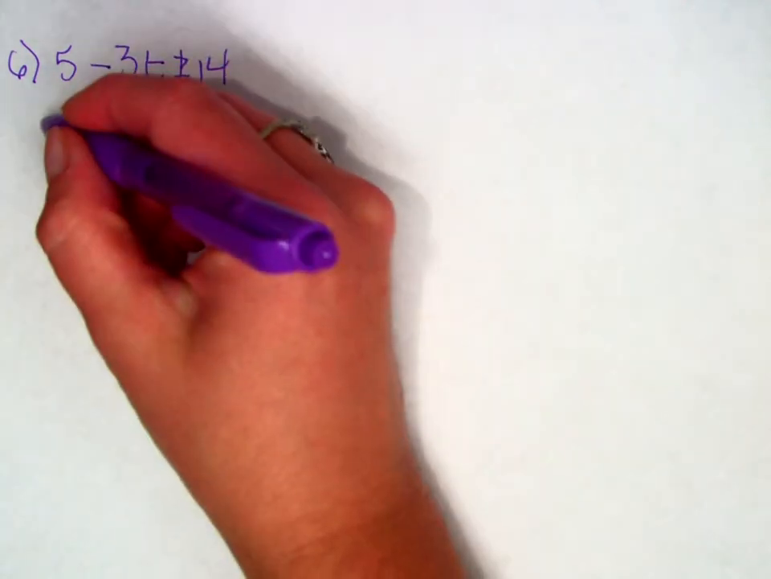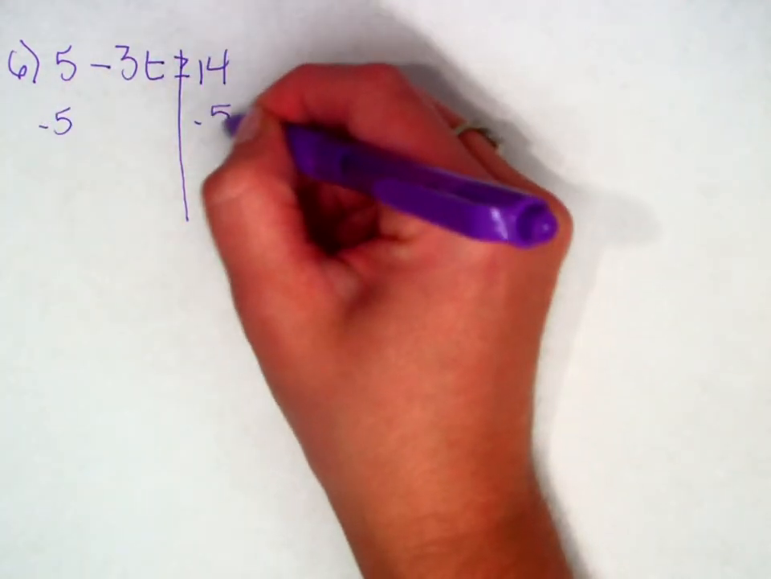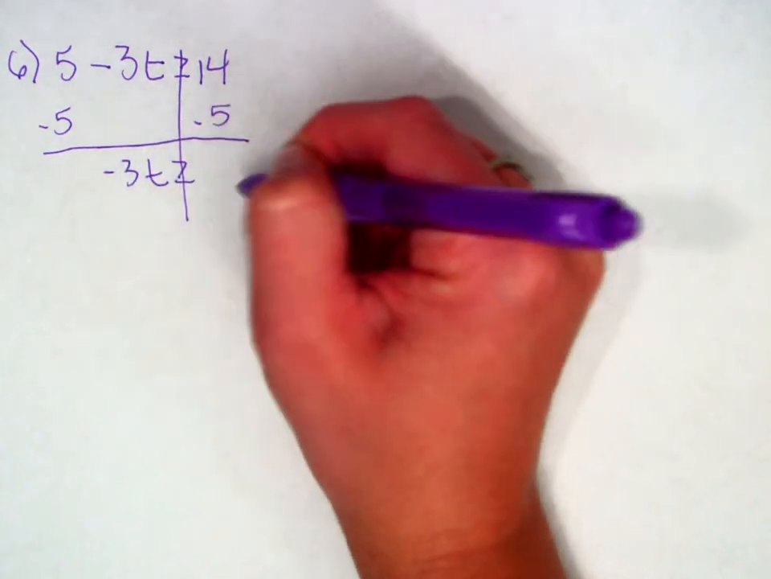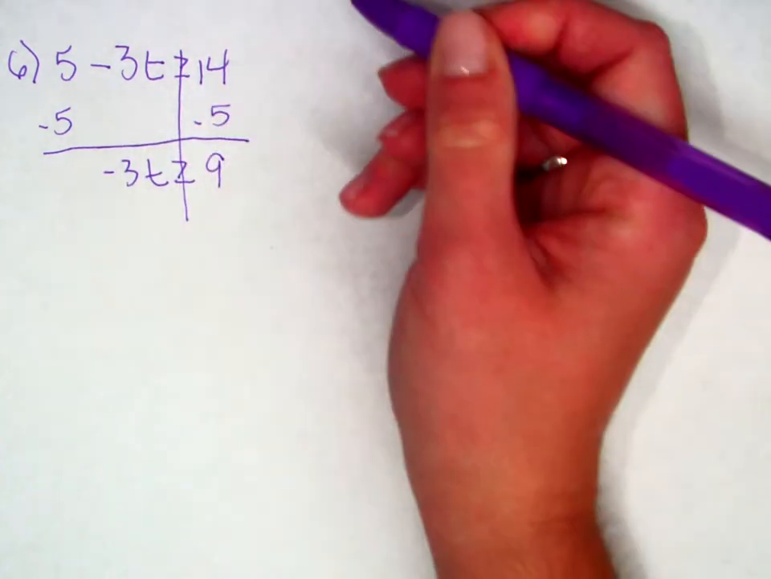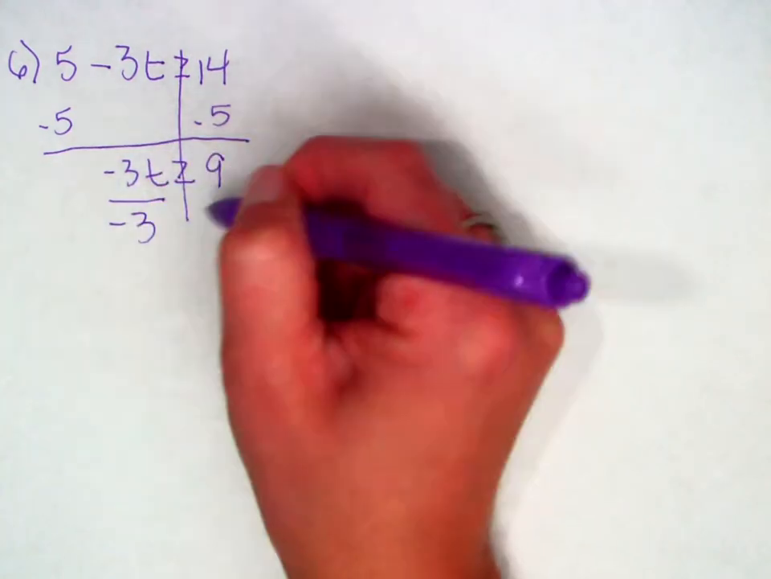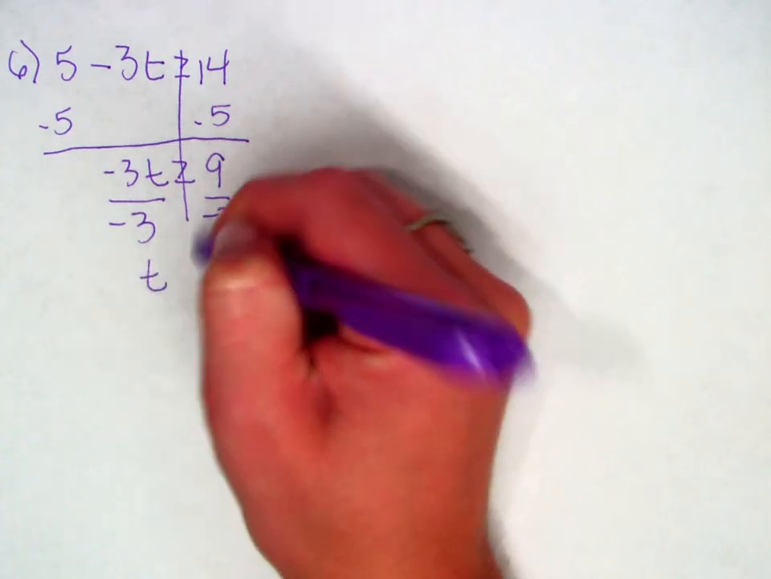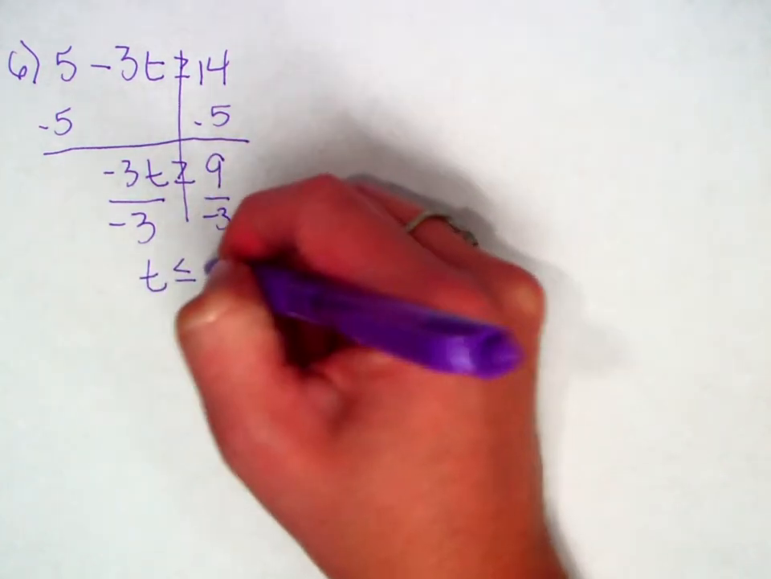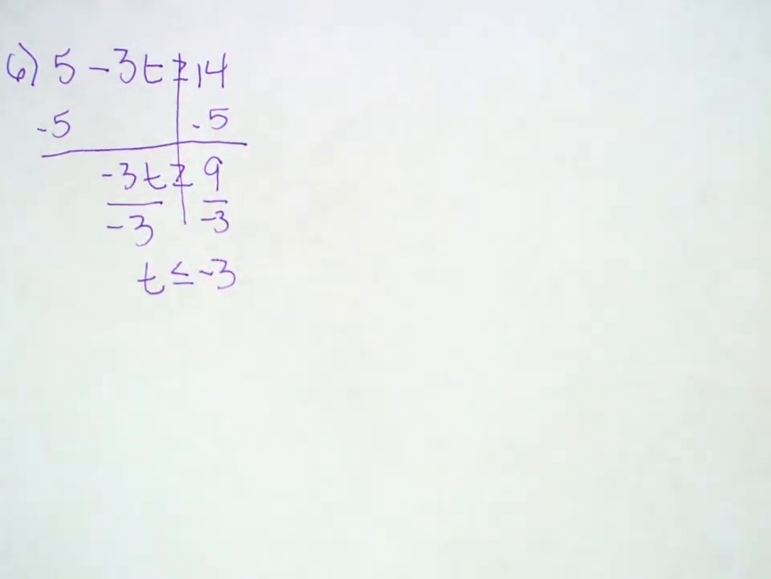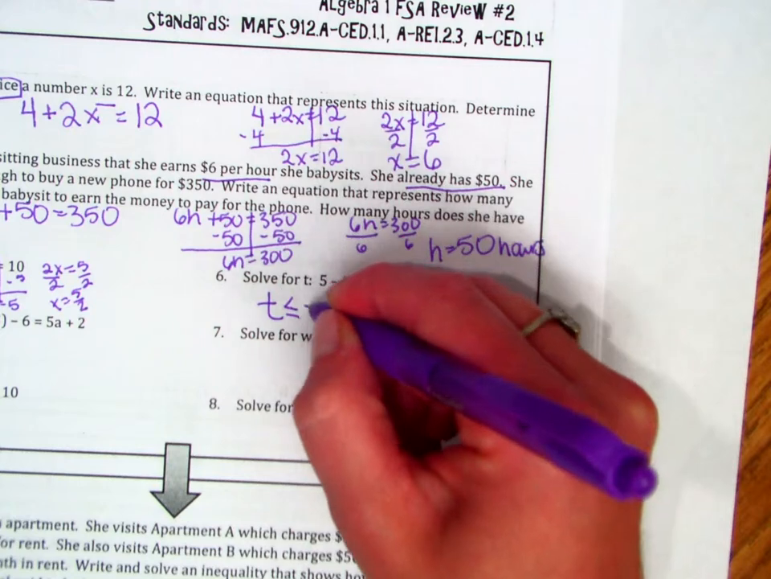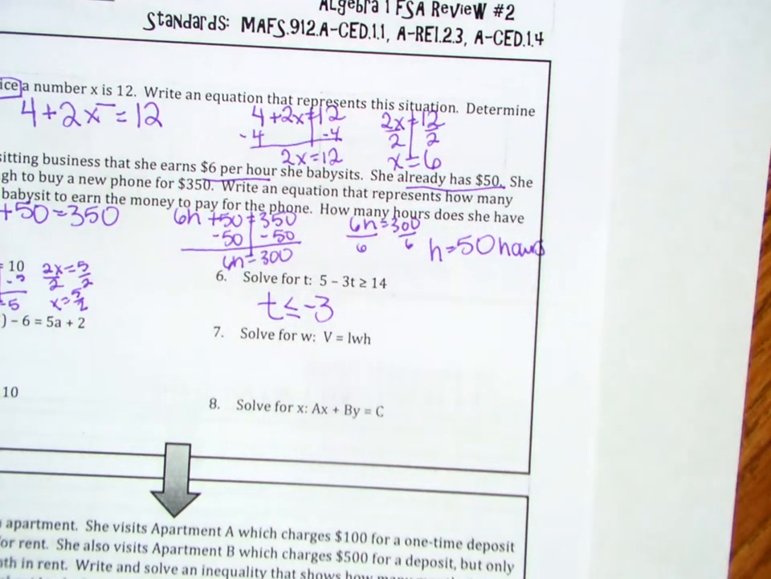All right, so subtract 5 from both sides. So negative 3t is greater than or equal to 14 minus 5, which is 9. Divide by negative 3. Oops, I divided by a negative, so guess what? Gotta switch it. So it's t is less than or equal to negative 3. So over here, t is less than or equal to negative 3.